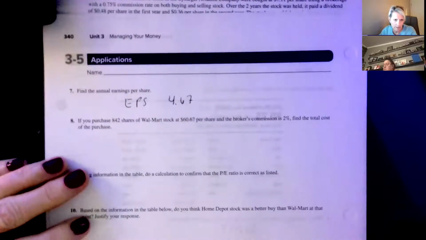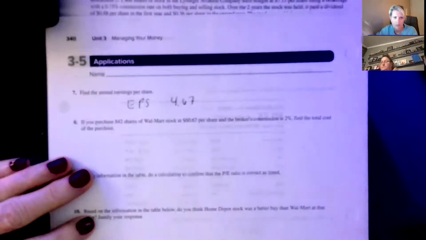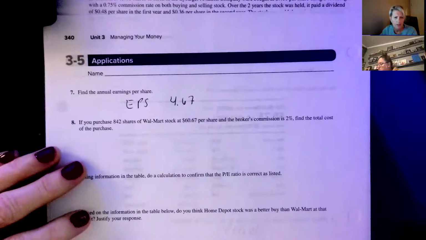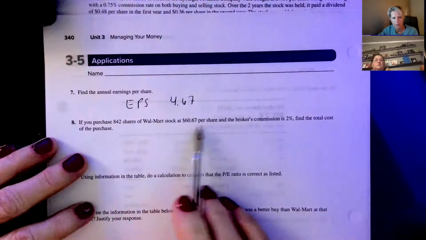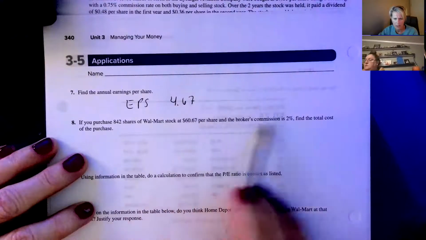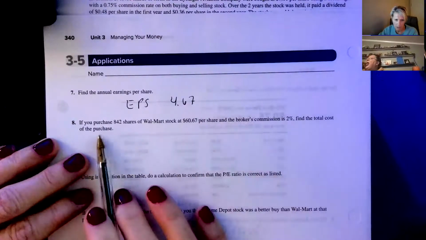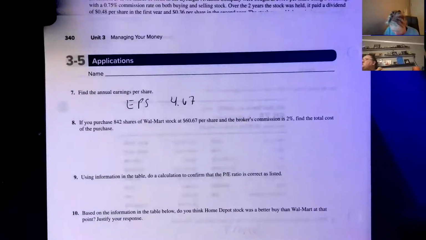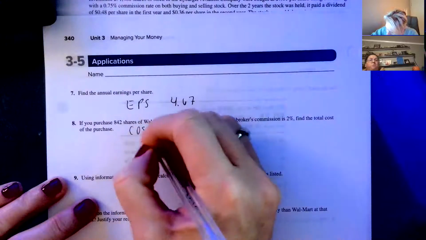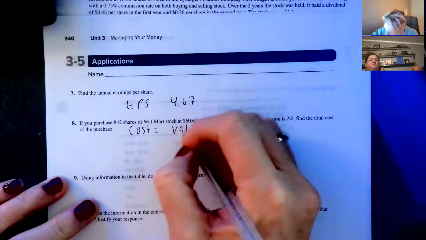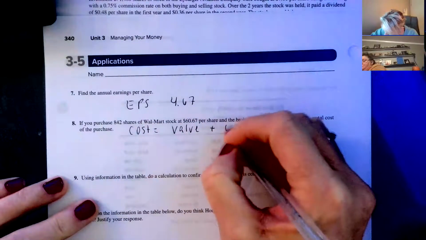Okay, now number 8 says, where is it? Blurry. So it says if you purchase 842 shares of Walmart stock at $60.67 per share and the broker's commission is 2%, find the total cost of the purchase. So we have to remember that the cost is the value of the purchase plus the commission.